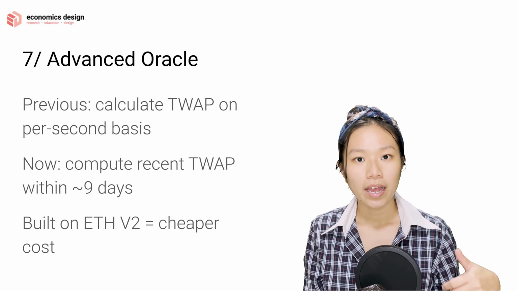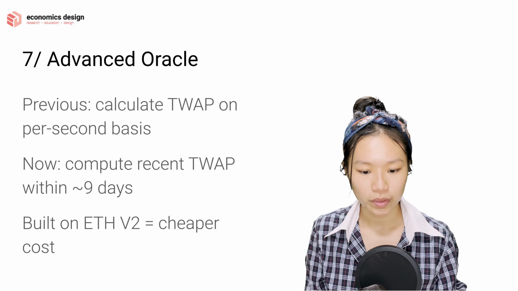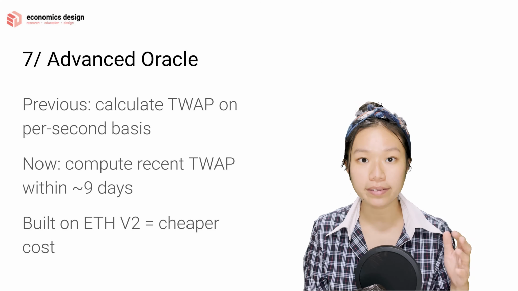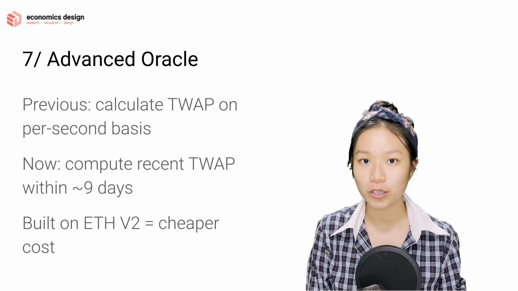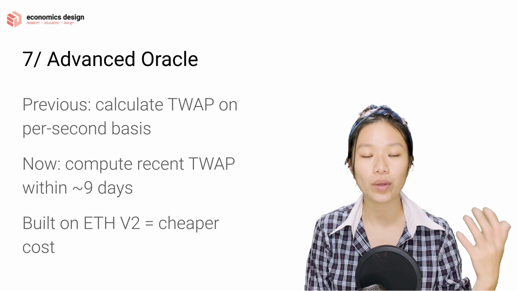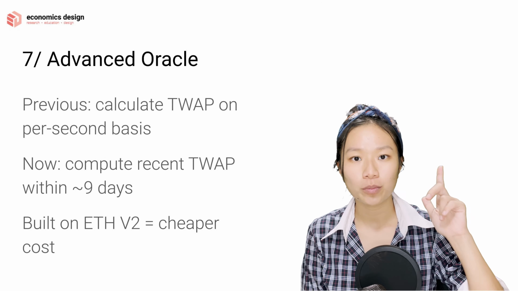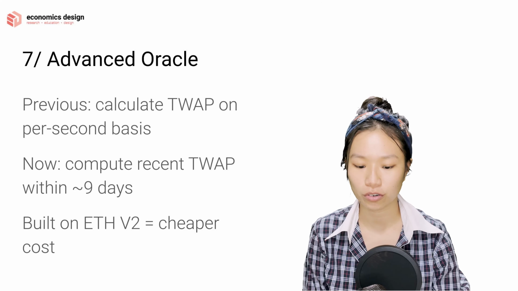So because of that, it's looking to improve the price input, or improve the oracle. Previously, it was the total weighted average price on a per second basis to protocols. Today, you're able to compute them up to about 9 days. And because it's built on ETH version 2, it's a lot cheaper to find that cost as well. So it's more accurate, and a lot cheaper to transact when you're using Uniswap as the price oracle.